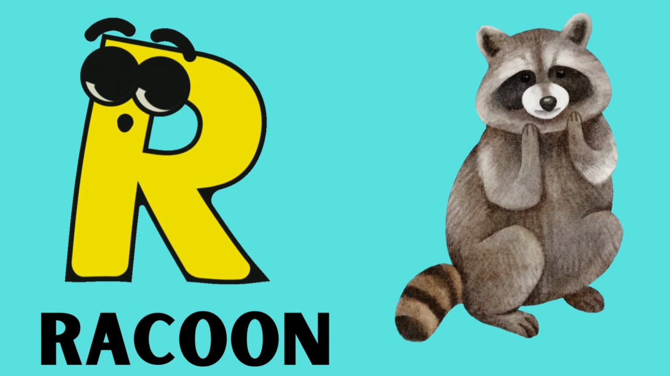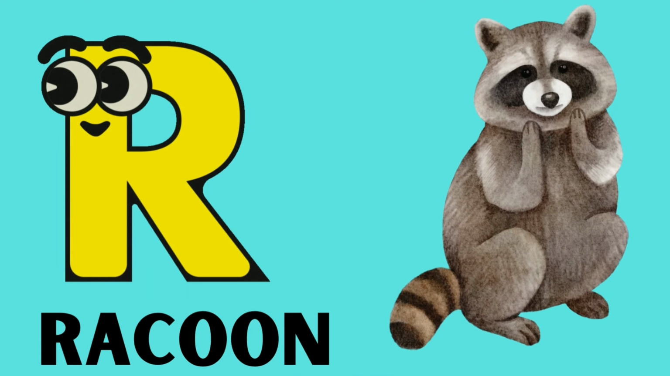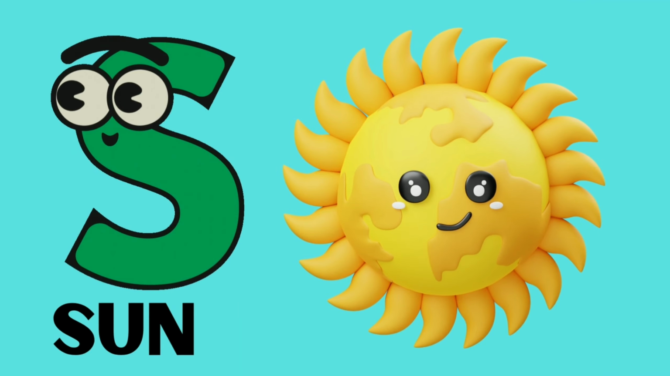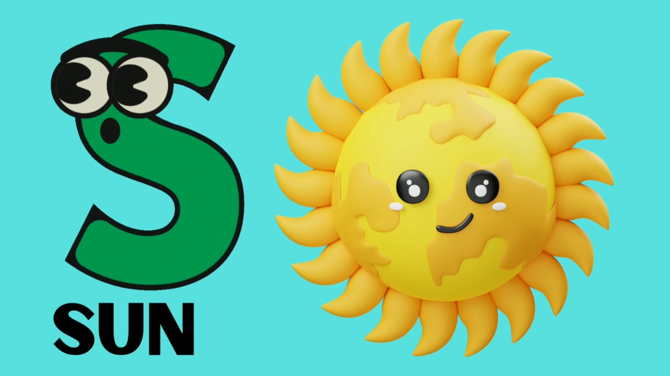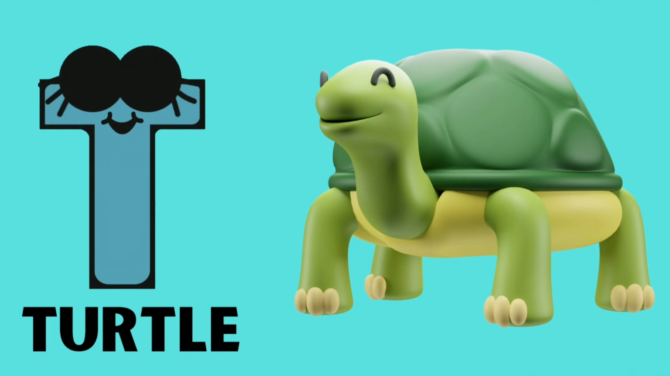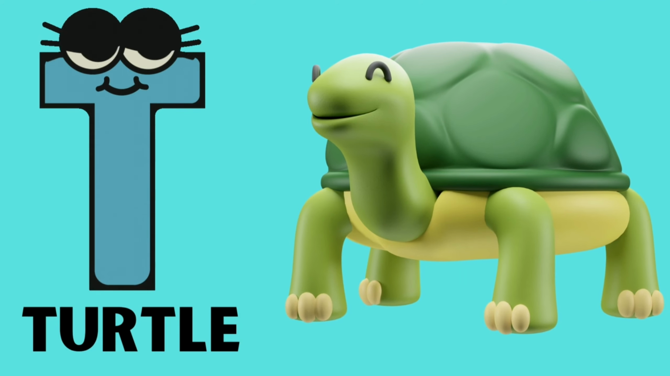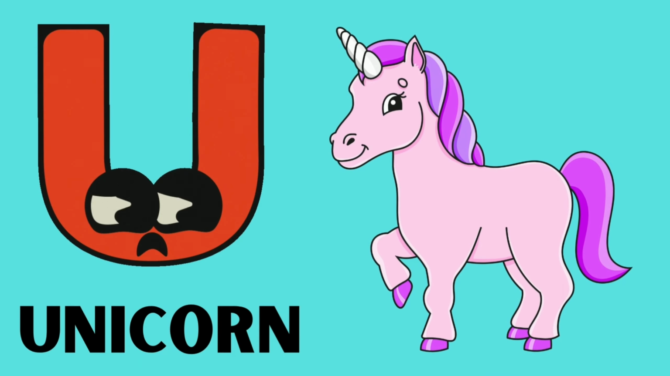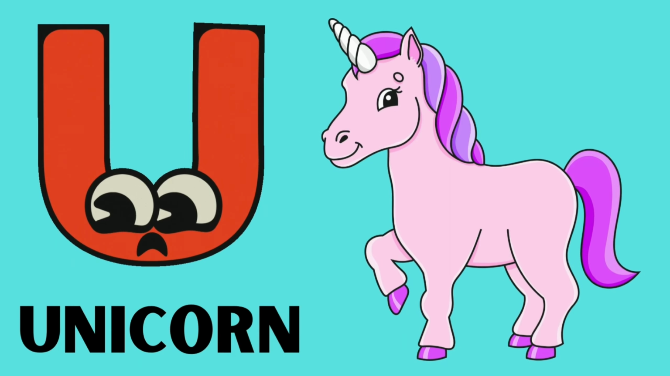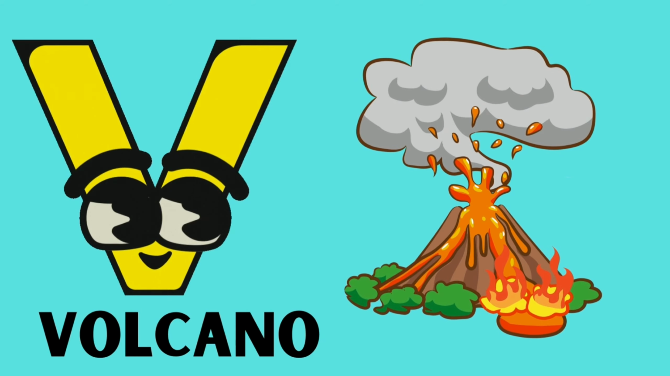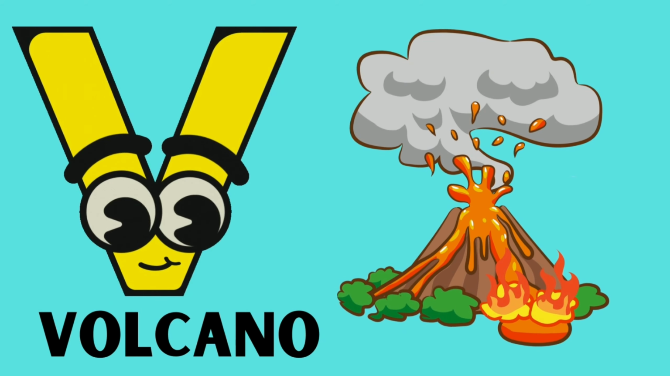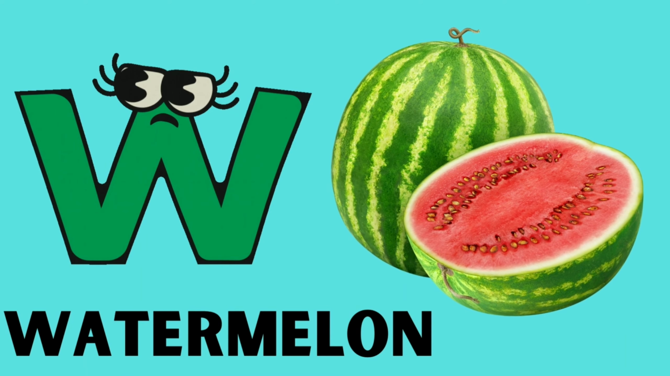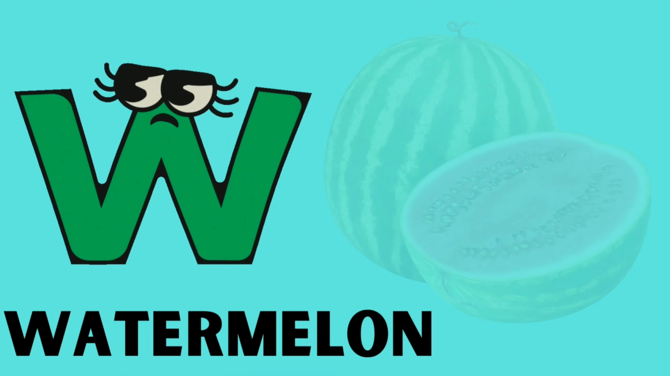R for raccoon, ding, ding. S for sun, ding, ding. T for turtle, ding, ding. U for unicorn, ding, ding. V for volcano, ding, ding. W for watermelon, ding, ding.